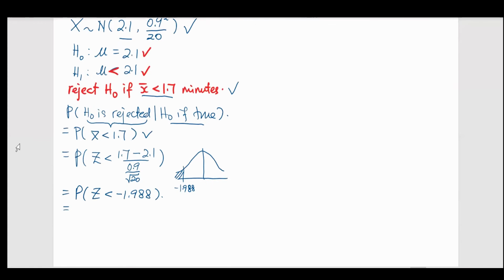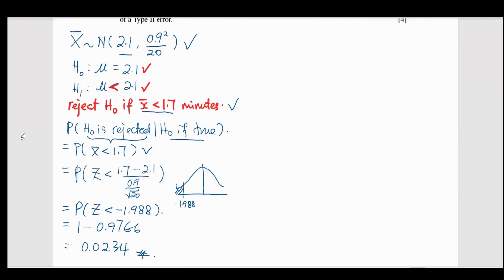And we do know that the probability is coming from the smaller region. So we are going to take 1 minus 0.9766. And hence, we found the probability of type 1 error is 0.0234. All right.